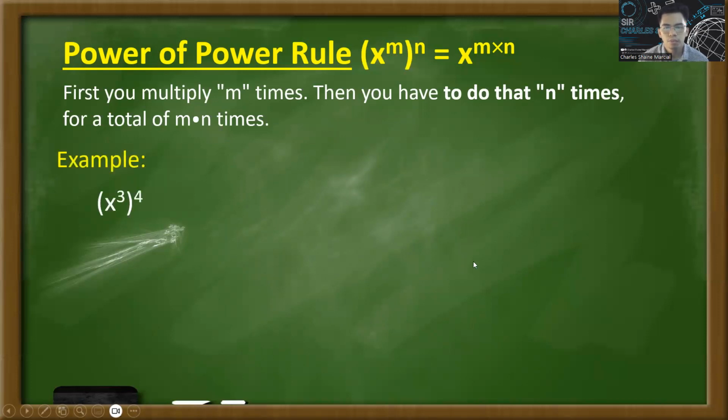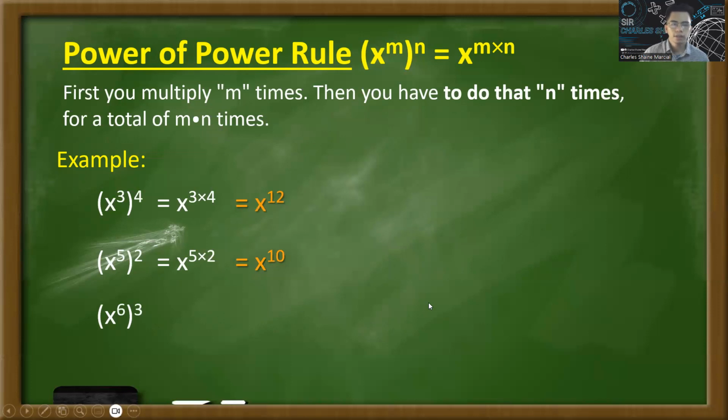Example, x cubed, or the quantity of x cubed raised to 4. We will just multiply the exponents. 3 times 4, that is equal to x to the power of 12. x raised to 5, quantity squared. We will just multiply again, 5 times 2, and that is equal to x raised to 10. Okay? So, try nyo ring sagutan while we are flashing the examples on the screen. So, we have x raised to 6 quantity cube. The answer is 6 times 3, that is equal to x raised to 18.